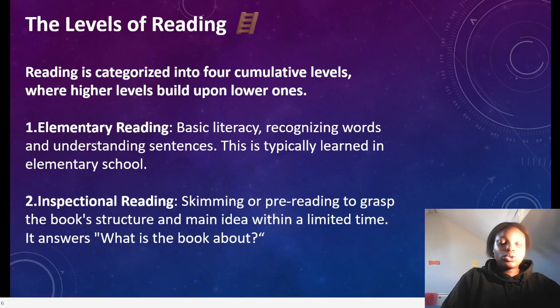That's a short note of what elementary reading is. Basic literacy, recognizing words and understanding sentences. This is typically learned in elementary school.